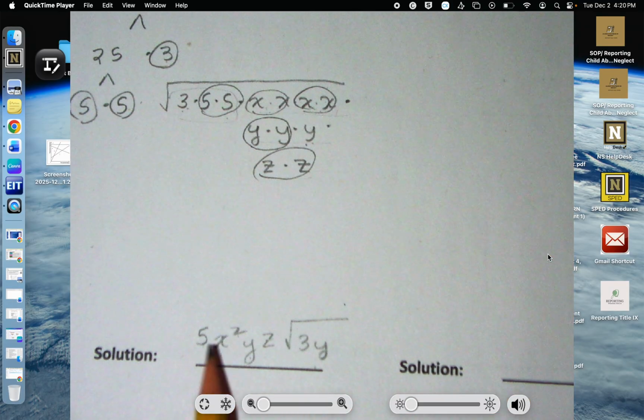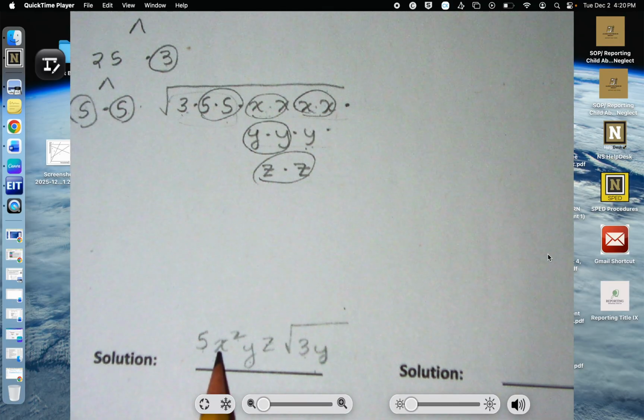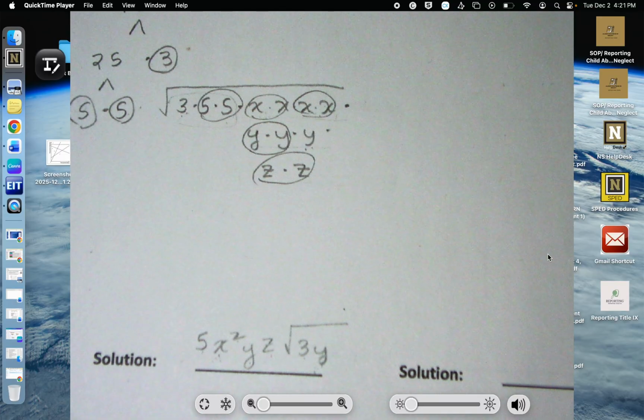That's like saying 25 times 3, that's where I get the 75. This would be like saying x to the 4th. This would be saying y squared, and another y gives me the y to the 3rd, and this z is like saying z squared. So that's how that works, back to our original.